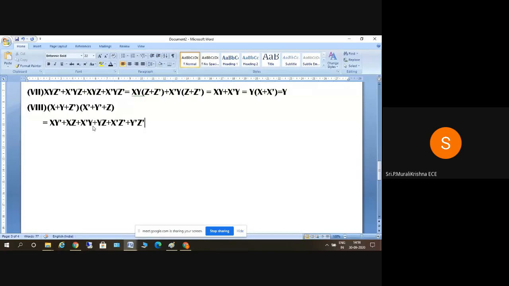Now what I'll do here is arrange it. Actually this method involves the consensus theorem. I'll explain the consensus theorem, which we studied in the last classes, for simplification. Using the consensus theorem, I'll segregate the terms like this. The consensus theorem states this.